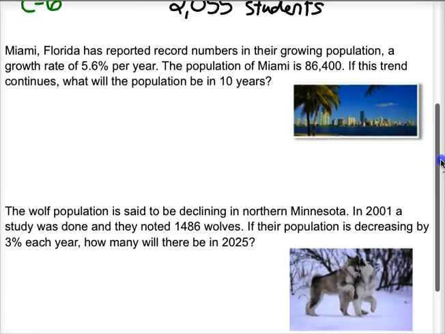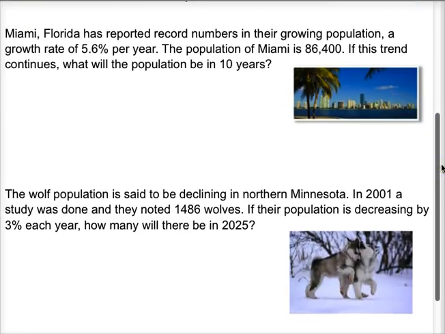All right, moving on to our next one. Miami, Florida has reported record numbers in their growing population, a growth rate of 5.6% per year. The population of Miami is 86,400. If this trend continues, what would the population be in 10 years?